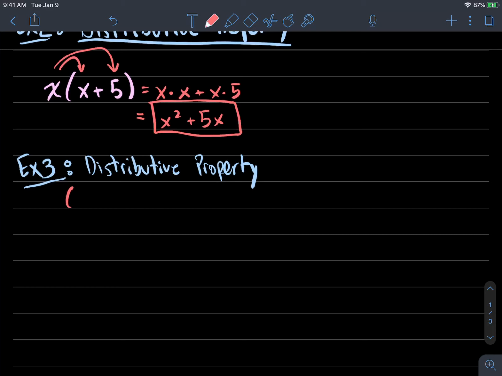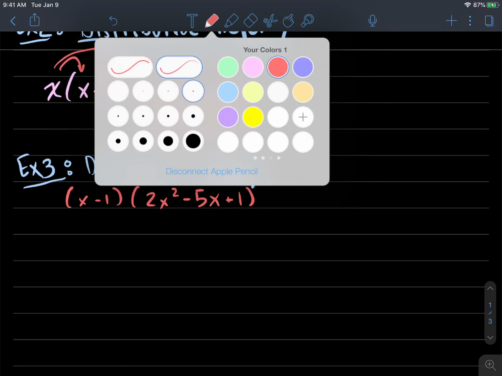So we're going to have x minus 1 times 2x squared minus 5x plus 1. All right. And you're just going to FOIL this out. And I'm going to go pretty fast.